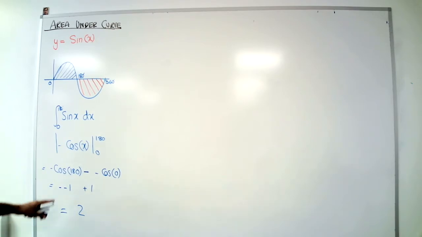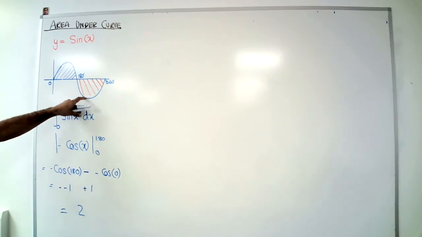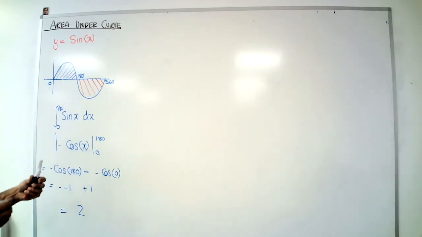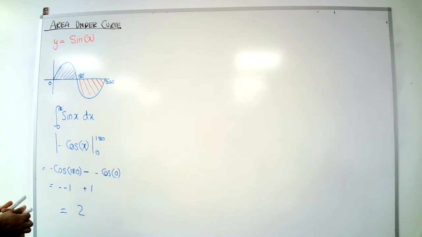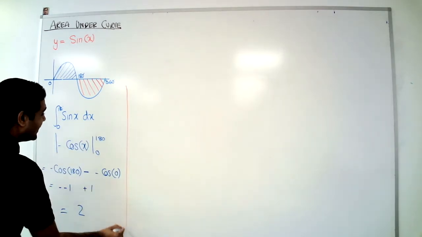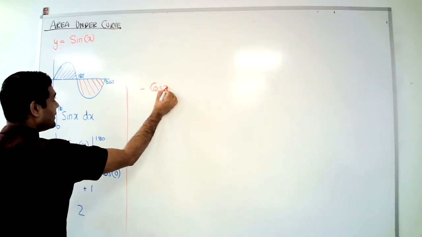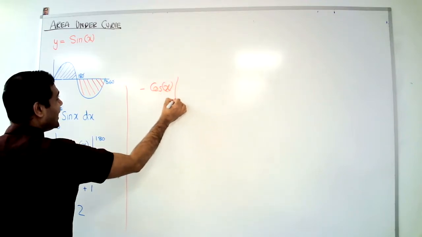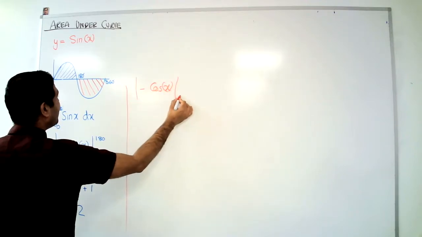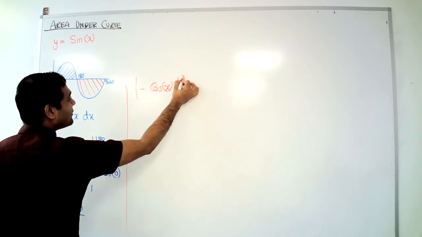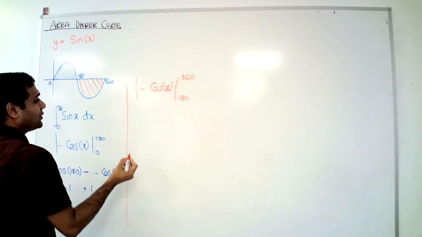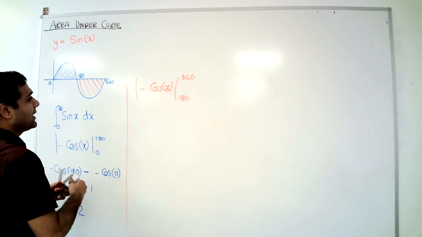So we got this area as 2. Now we need to find this area, the bottom area. Now we do the same. We don't have to, because we already integrated this thing. The answer is that. So now I'm going to do minus cos x, but this time the limit is from 180 to 360.